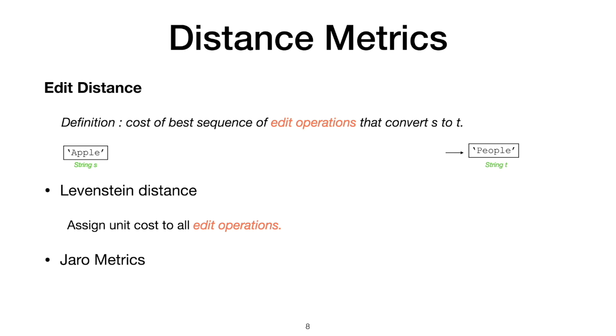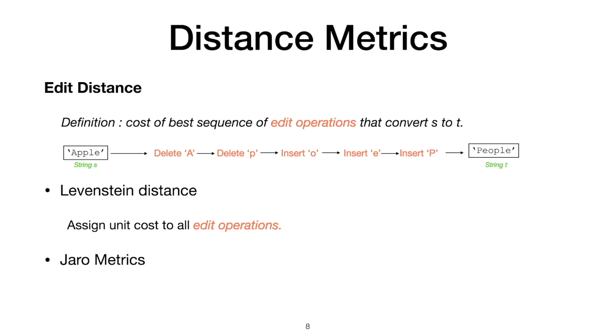Edit distance-like functions use edit distance to measure how far away string s is from string t. Edit distance means the cost of the best sequence of edit operations that can convert string s to t. Edit operations are basic operations on strings, such as deletion or insertion of characters. For example, to convert string s apple to string t people, we need to perform the following edit operations of deletion or insertion.